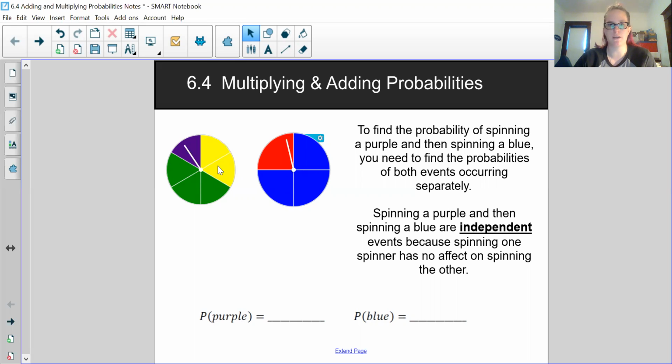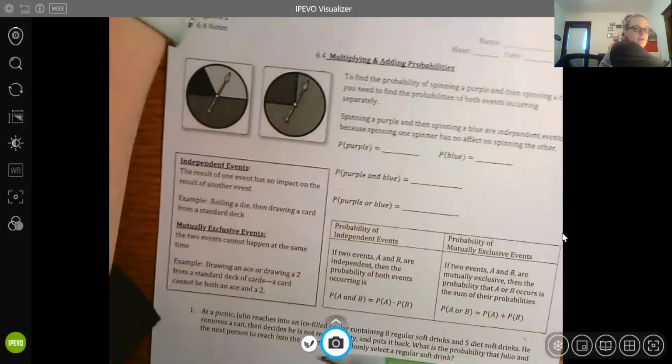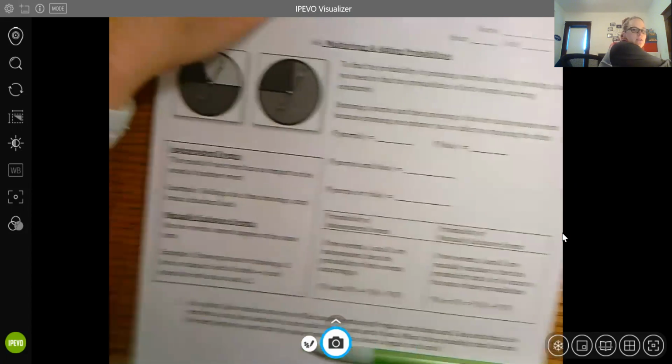Oh, we almost had it. Okay, so I could sit here and try and spin the wheel for a long time to see if I can get a purple and then a blue. All right, independent, doesn't affect each other. Oh, almost. All right, so let's jump back to our note sheet here. All right, so my stuff got bumped just ever so slightly.